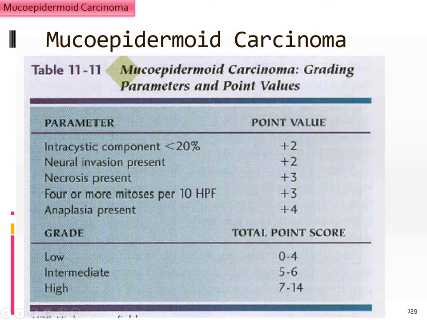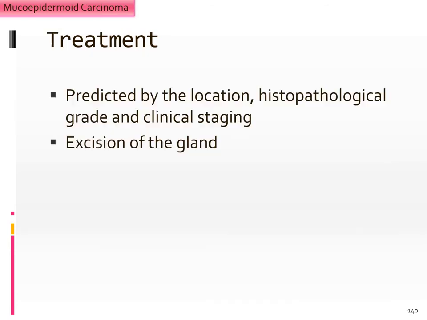Whatever it may be, mucoepidermoid carcinoma does not have a very good prognosis when it occurs in the major salivary glands. Treatment is basically excision of the gland, and you may have to follow it up. If there is extension or metastasis, you may have to undergo chemoradiotherapy. So this is about mucoepidermoid carcinoma.